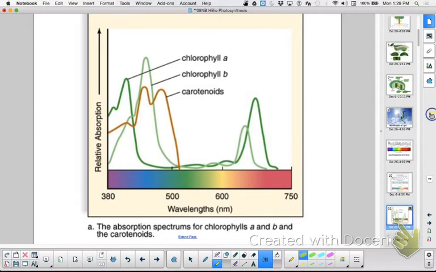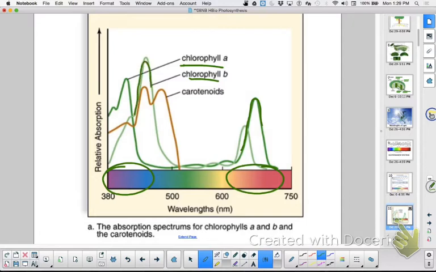And when we look at the different wavelengths, so for instance, if we look at chlorophyll A, okay, it absorbs in this realm primarily, these purples and blues, and then over here in the reds and the oranges, whereas chlorophyll B is just inside of that, okay, a little bit more blue here, and a little more yellow here.